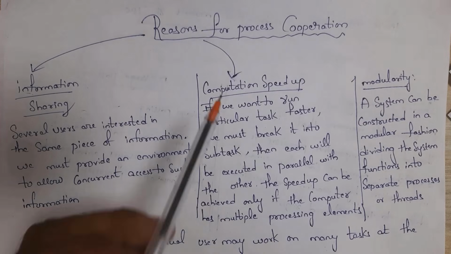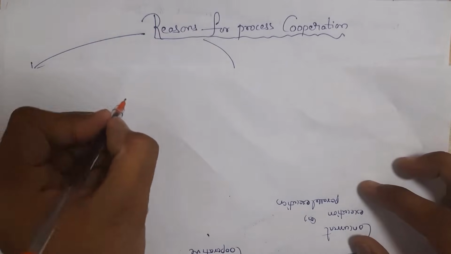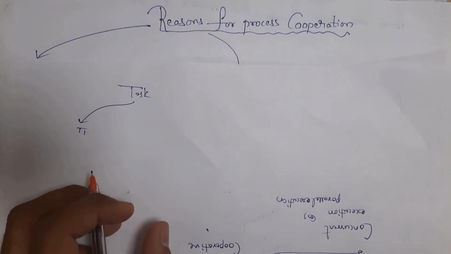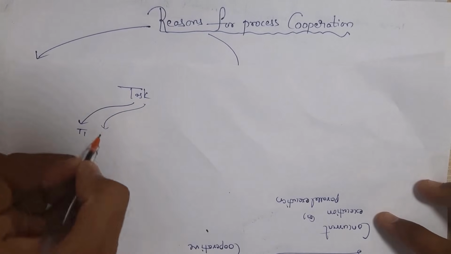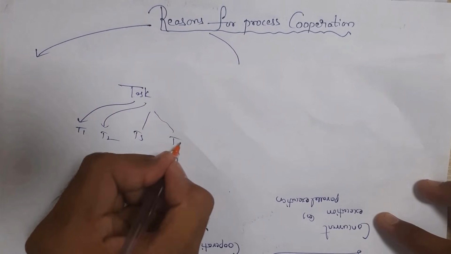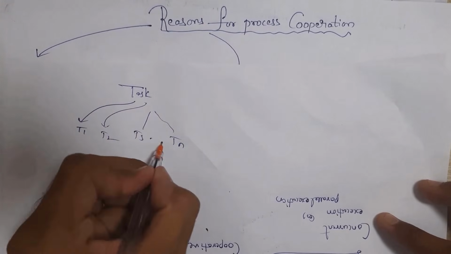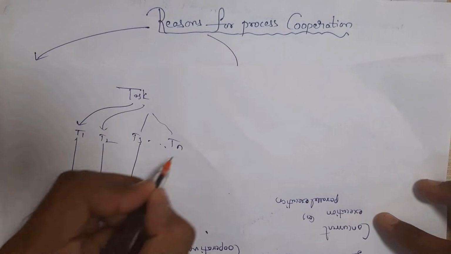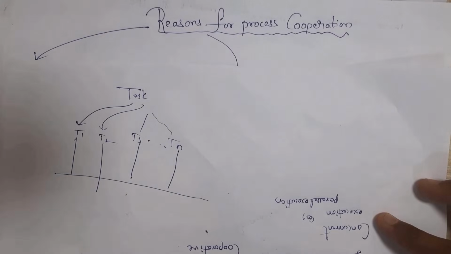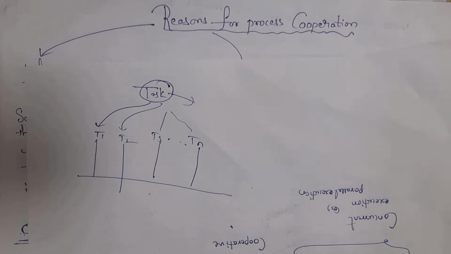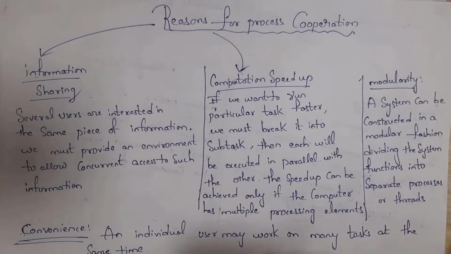Next is computation speed up. For example, there is one big task. We need to divide this big task into smaller subtasks like task 1, task 2, task 3, and so on, up to task n. Now we need to execute all these tasks parallelly. If you execute them parallelly, the task will complete faster. In order to achieve this, we need process cooperation. This is the second reason.